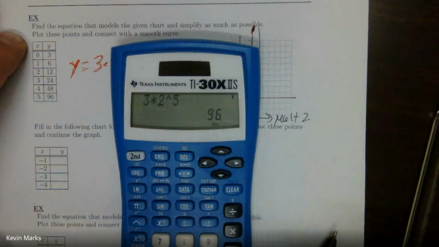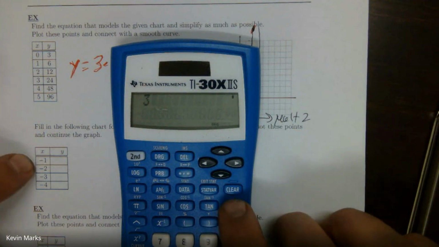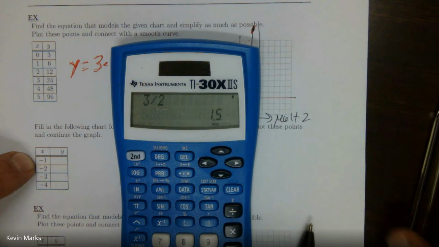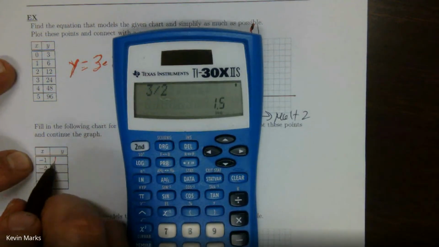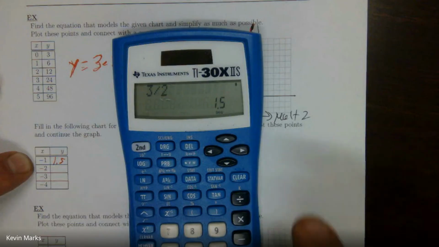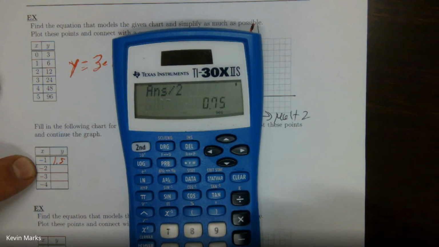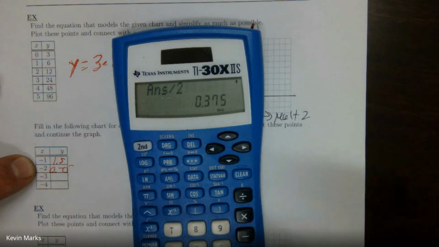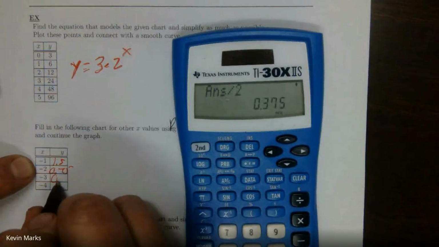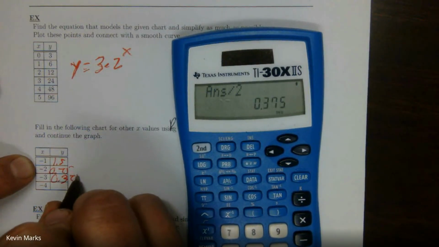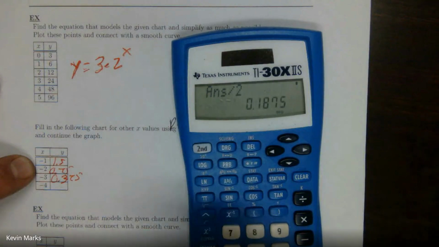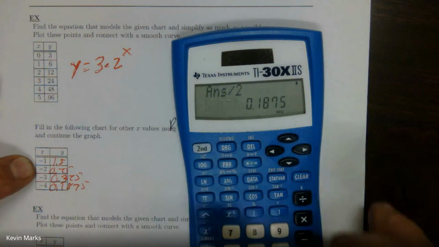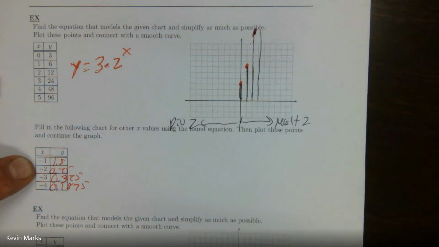So if it's 0, you're supposed to be at height 3. Then the next one to the left, you should be dividing by 2, right? So it should be 3 divided by 2, which gives 1.5. Then I'm going to divide that by 2, which would be 0.75. Then divide that by 2, and that's going to give you 0.375. And then divide that by 2, 0.1875, right?